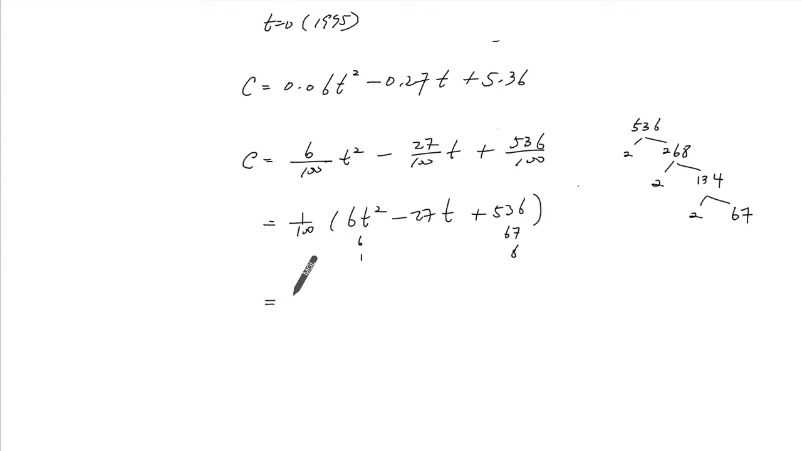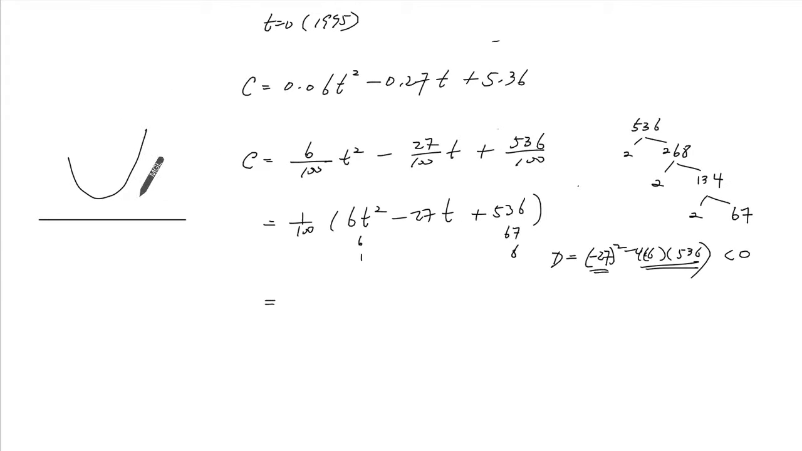factorable. Okay, and we can determine that by using the discriminant, which comes from the quadratic formula. So minus 27 squared minus 4ac. If this is negative, it's not factorable. Okay, so minus 27, a is 6 here, and c is 536. So if this is bigger than this, in this case it's not factorable. Not only is it telling us that, if it's not factorable, that means this is a parabola that's lifted above the x-axis.